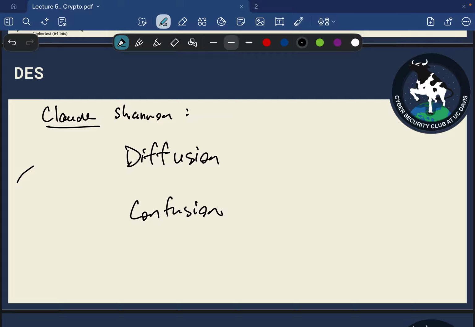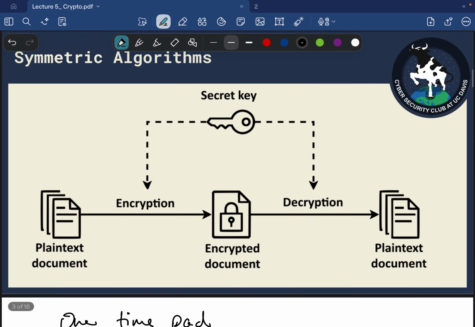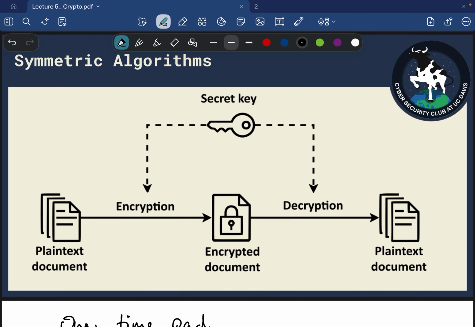The whole point of diffusion is to ensure that when a single bit of plain text is changed, around half of the resulting ciphertext changes. Ciphertext is this encrypted document. So plain text goes into encryption, and the output is what we call ciphertext. So if one bit of the plain text changes, if you have good diffusion, it should result in around half of the bits in the ciphertext being changed.